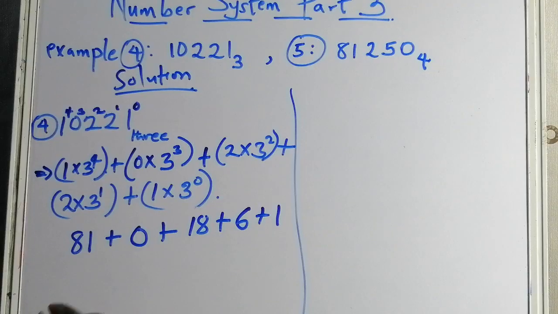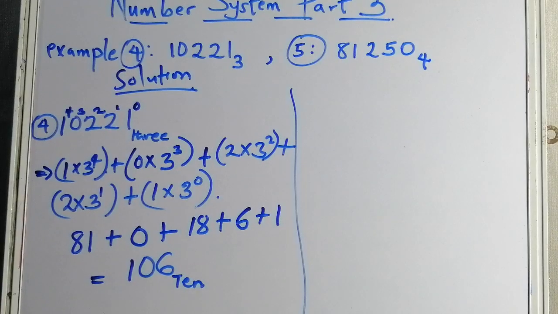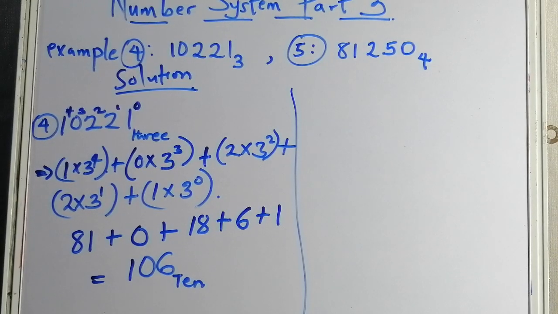105 plus 1. So it means this is 106 in base 10. Okay? So it's as simple as that. So it means that that is 106 in base 10. So the same thing applies to question 5. If you want to solve question 5, then it means we should apply the same method. It's as simple as that.